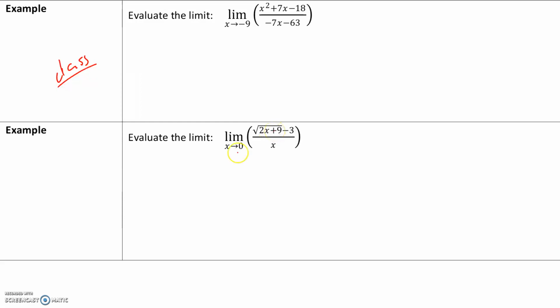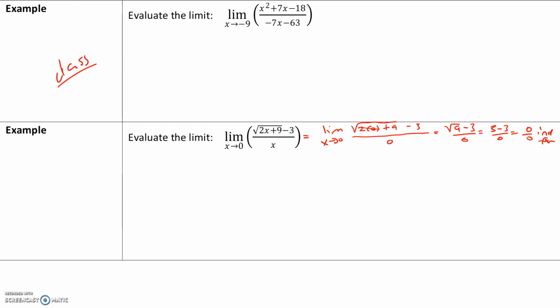So first, let's check to see: do we have the indeterminate form? So we have the limit as x approaches 0 of the square root of 2 times x, which is 0, plus 9, minus 3, all of that divided by 0. Now 2 times 0 is 0, so I can cross that out. So this gives us the square root of 9 minus 3 over 0. Radical 9 is 3, so I get 3 minus 3 over 0. That's 0 over 0. So we do have the indeterminate form.